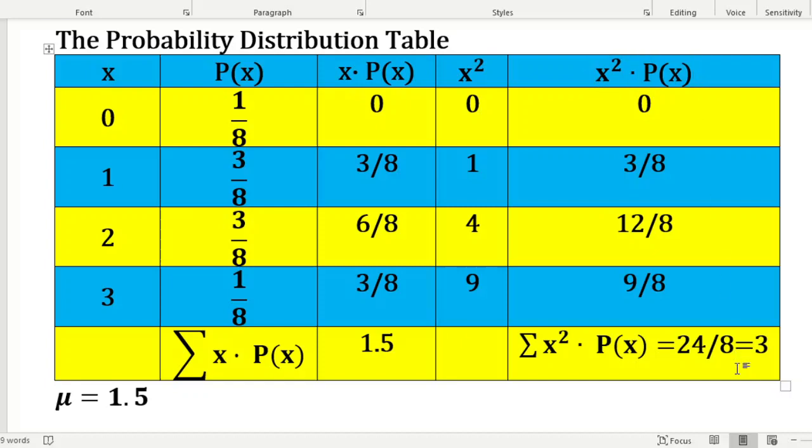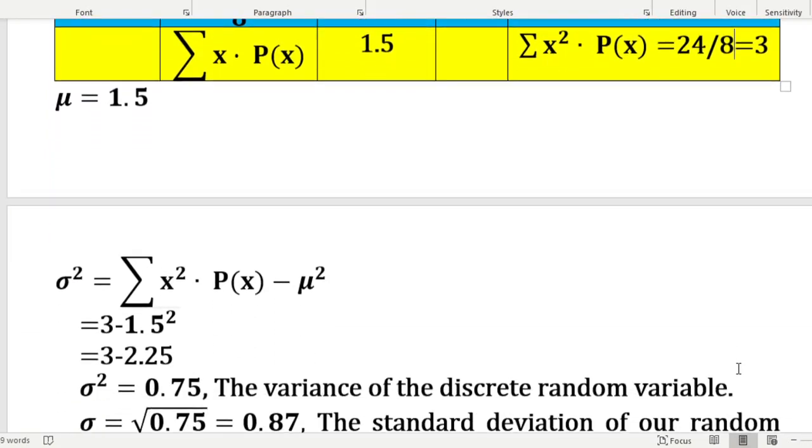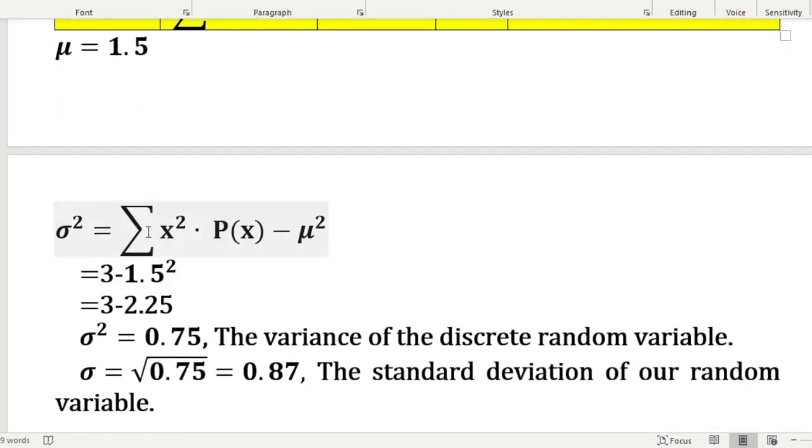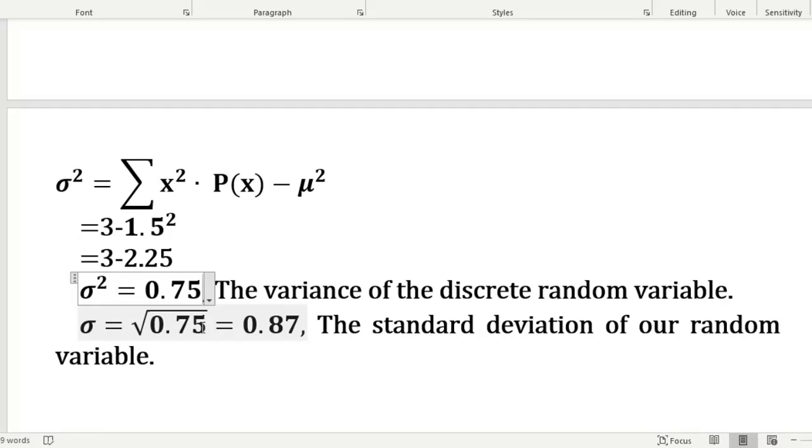We have it here. And we solve for the variance, which is the difference between the summation of the products of the square of each possible value and its corresponding probability and the square of the mean of our discrete random variable. By solving, we got our variance as 0.75, and the square root of our variance gives us the value of our standard deviation. That is how we are going to calculate the variance and standard deviation of our discrete random variable. Thank you.